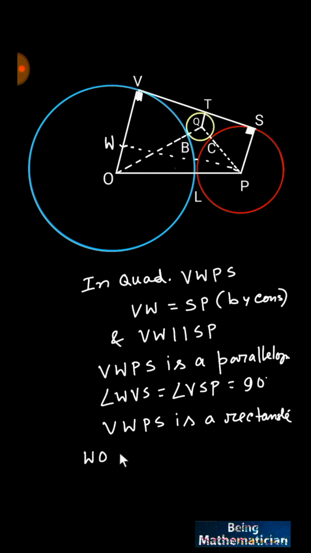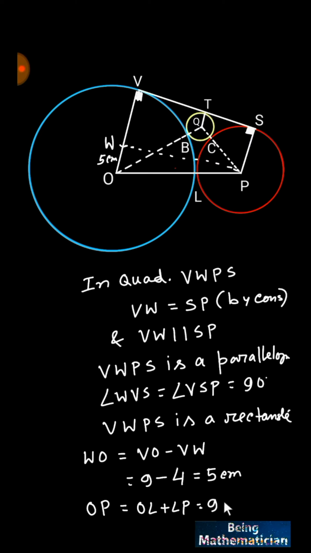So WO must be the difference between the radius of blue circle and red circle, and that is BO minus BW. So BO is 9 centimeter and BW is 4 centimeter, and that will be 5 centimeter. So WO is 5 centimeter. And OP must be the sum of the radius of blue and red circle, that is OL plus LP, and it is 9 plus 4, 13 centimeter.